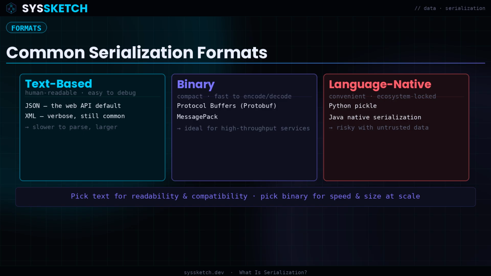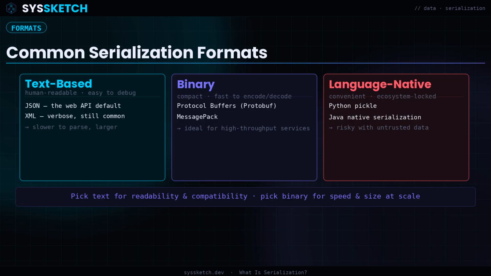Not all serialization formats are built for the same job. JSON is probably the one you already know: human-readable text, key-value pairs, universally supported, the default choice for web APIs because you can open it in a text editor and understand it instantly. XML is older and more verbose, but still common in enterprise systems and configuration files. Both are text-based, which makes them easy to debug but slower to parse and larger on the wire.